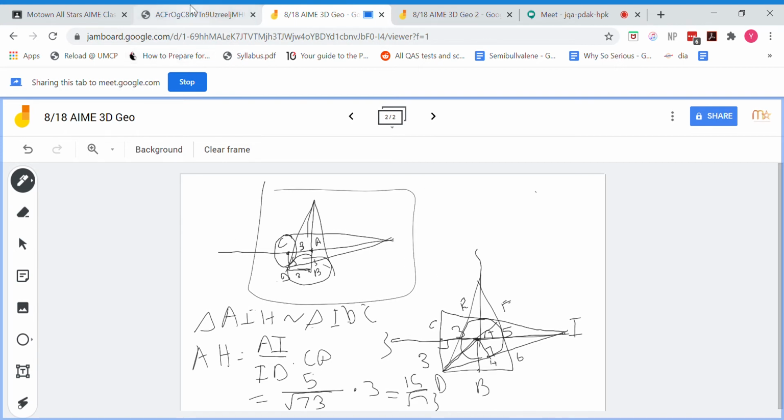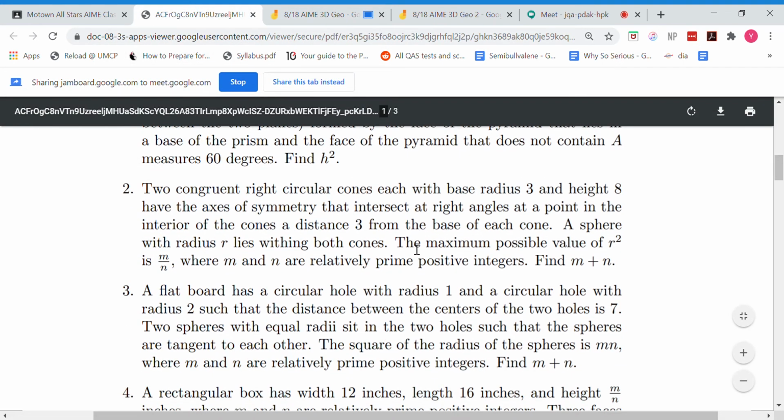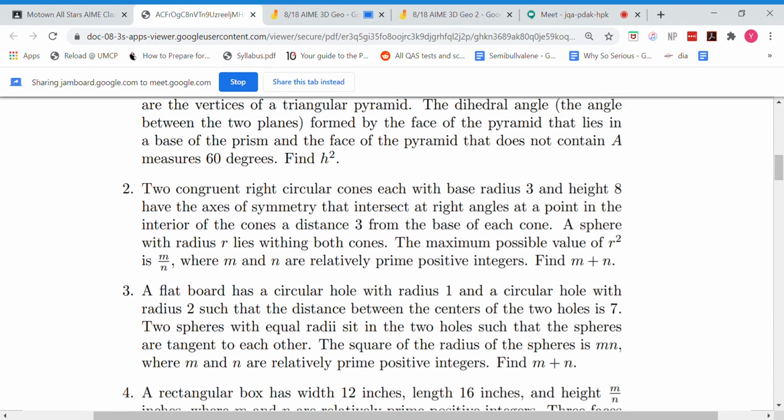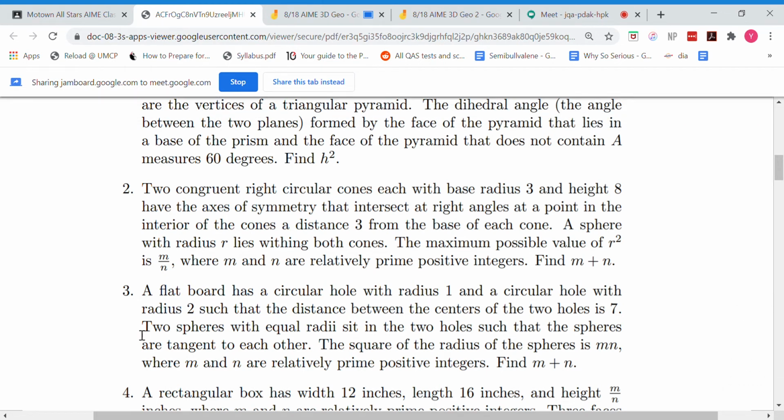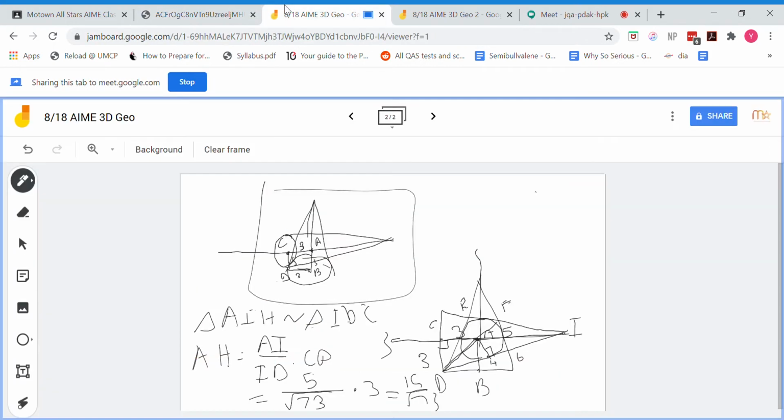Okay, so now let's look at the next problem. So, more circles. A flat board has a circular hole with radius 1 and a circular hole with radius 2, such that the distance between the two centers of the holes is 7. Two spheres with equal radii sit in the two holes, such that the spheres are tangent to each other. And we want to find the square of the radius of the spheres.